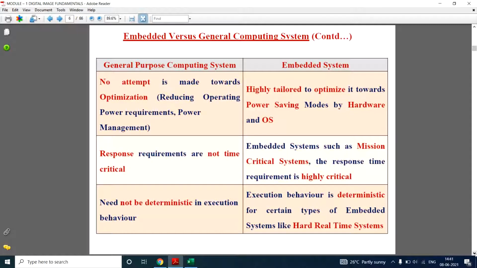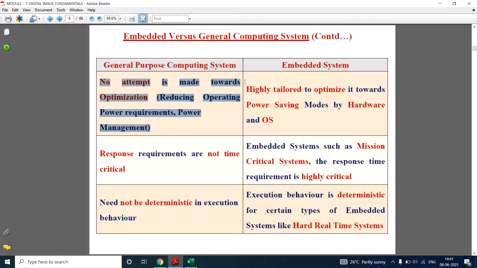Then, embedded versus general computing system, second part: no attempt is made towards optimization. In general purpose systems, normally the optimization process doesn't take place. That means reducing the operating power requirements and so on, because they are all fixed. Whenever we connect a computer to the power supply, it uses only that much power which is required, so we cannot alter any power requirement of that.